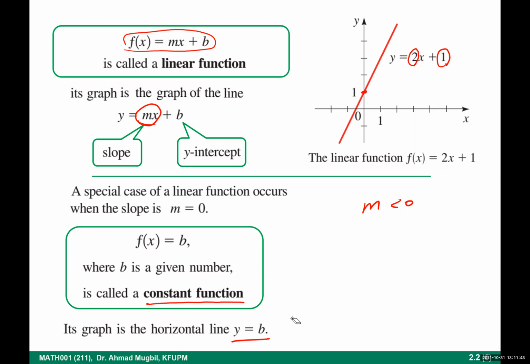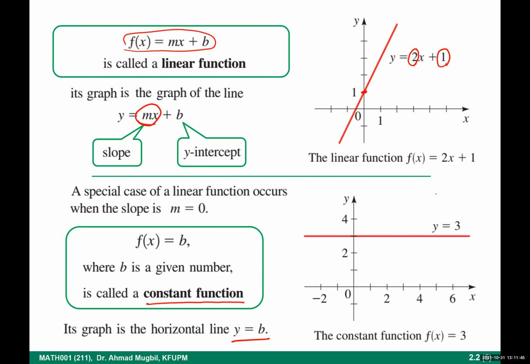Let's take an example. It is a polynomial of degree 0. So let's take this example. When b is 3, this is y equals 3, or the constant function f of x equals 3. Now, for any x, what is f at 0? 3. What is f at negative 2? 3. Whatever f at square root of 2, whatever x is, of course, y is always 3.